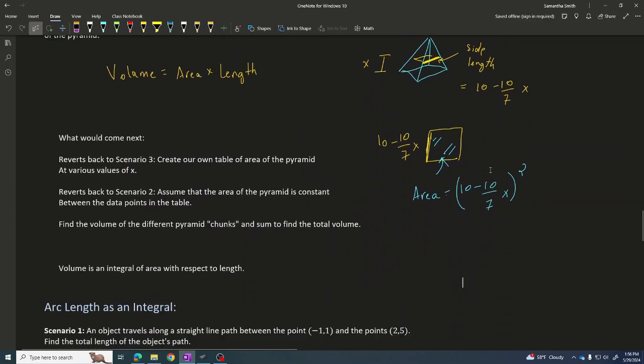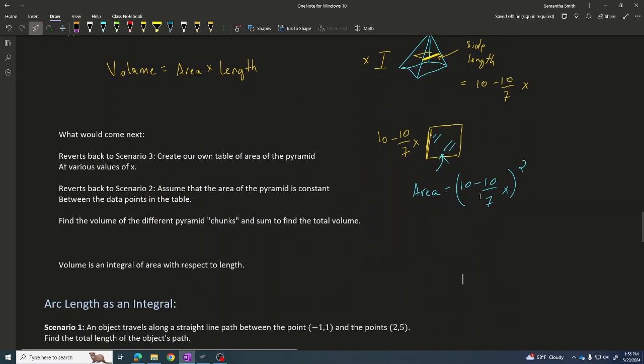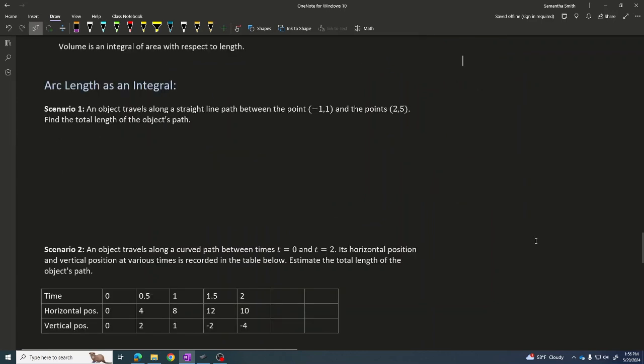Volume is an example of an integral. Volume is the integral of area with respect to length. The second half of this video is just another exploration of another scenario where this idea shows up. Here we're going to talk about arc length as an integral, arc length as a sum.